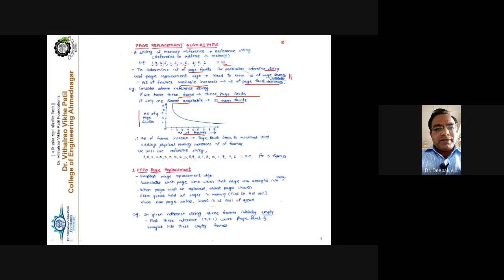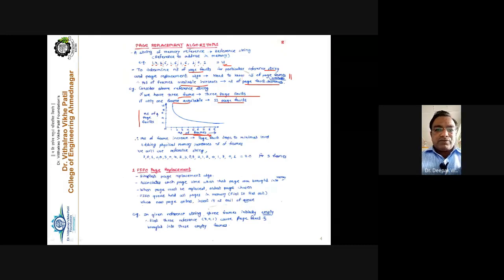What is the number of frames? Ultimately it is nothing but your main memory, your actual memory available. So when you increase the number of frames, you are actually increasing the main memory. Say, initially 512 kilobytes of memory is available, now you can have 1 MB, then 10 MB, 100 MB, 1 GB of memory. As you go on increasing the size of memory, ultimately your number of frames will increase.